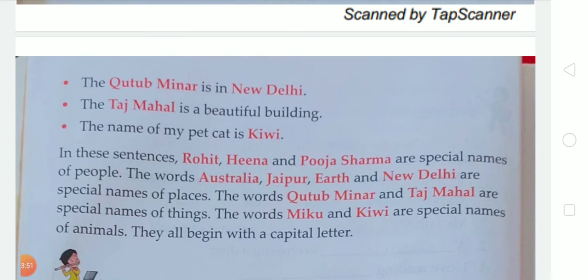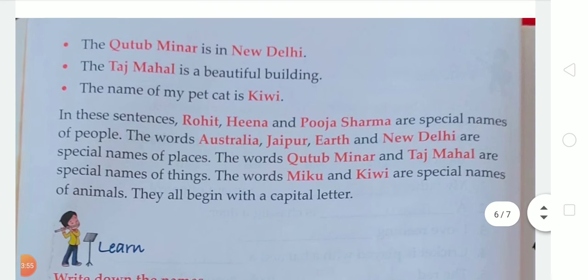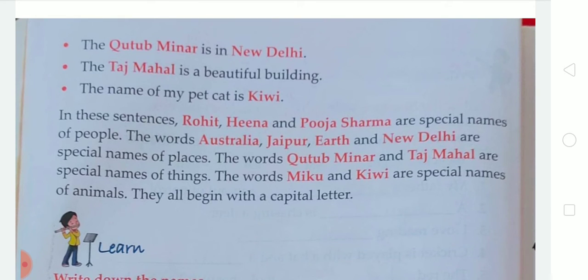Students, in this sentence, Rohit, Hina and Pooja Sharma are the special names of people. The words Australia, Jaipur, Earth and New Delhi are special names of places. The words Qutub Minar and Taj Mahal are special names of things. The words Miku and Kiwi are special names of animals. They all begin with a capital letter.